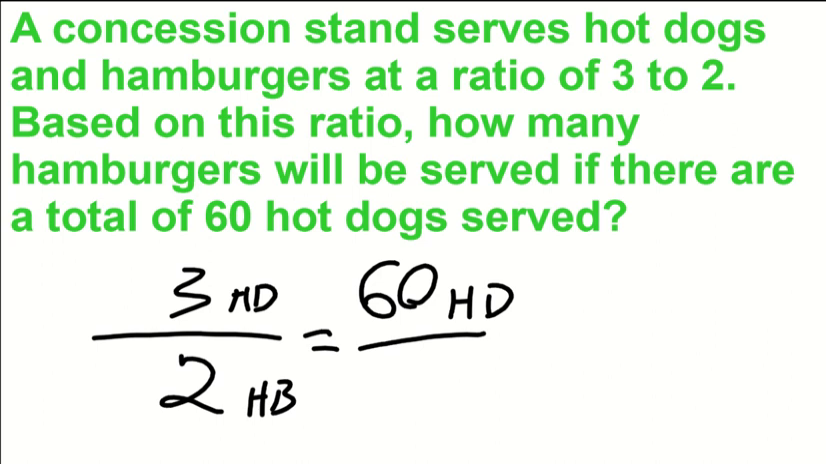So who can give me the answer then? Judah? 40 is correct. 60 times 2, they're diagonal from each other, divided by 3. 60 times 2 divided by 3. That gives you 40. 40 hamburgers is the answer. Any questions on that?